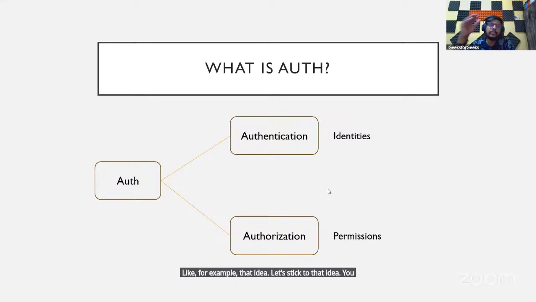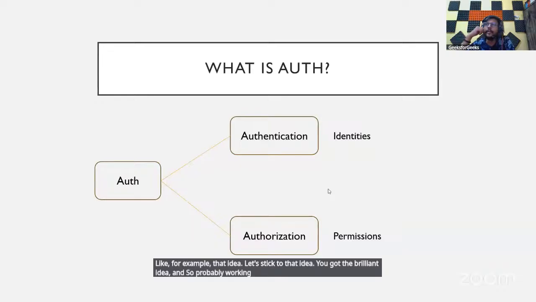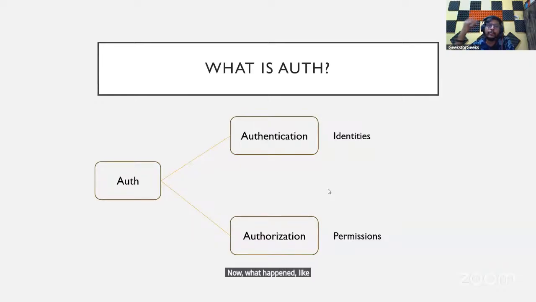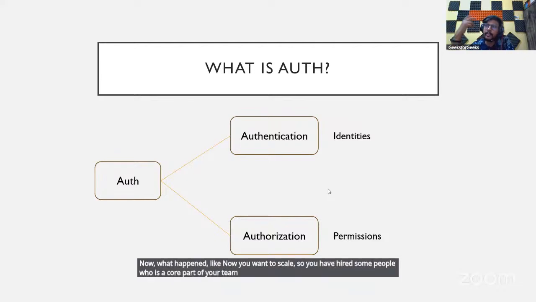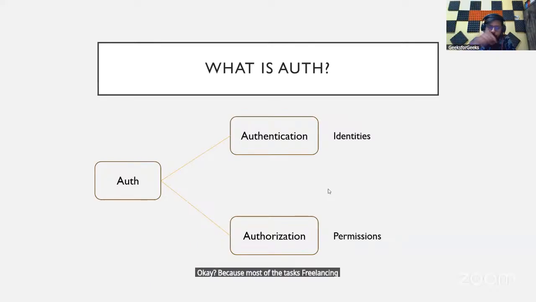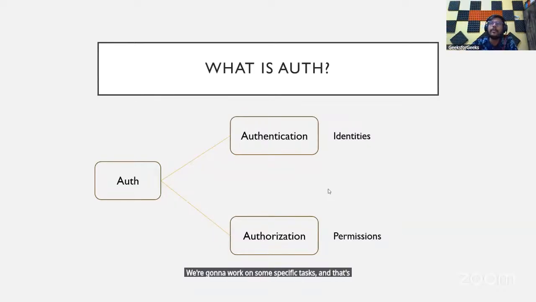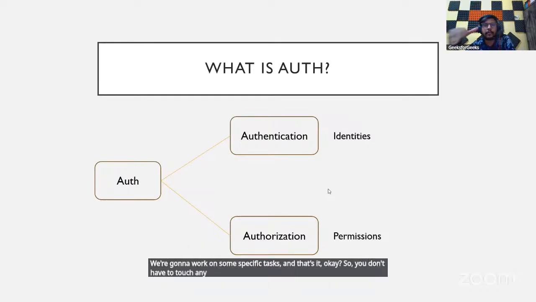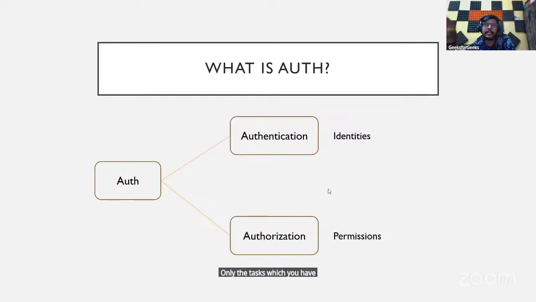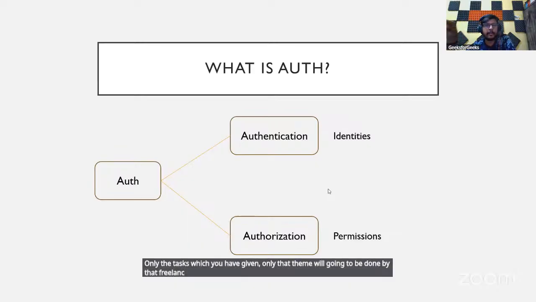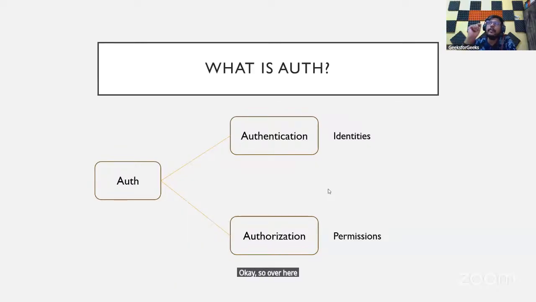Now why am I saying this? For example, let's stick to that idea. You got a brilliant idea and it's working superbly. Now you want to scale, so you have hired some people who are a core part of your team, but there's some task you want done by a freelancer, a freelancer like me, because most of my tasks are freelancing. So you want to hire a freelancer who's going to work on a specific task, and that's it. You don't have to touch any other parts of your application. Only the task you have given will be done by that freelancer. So first thing first, it's not like anybody can access my AWS services.